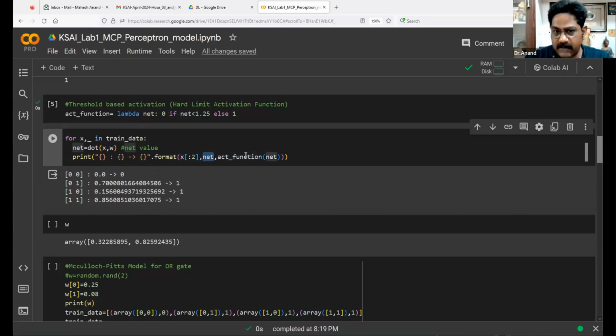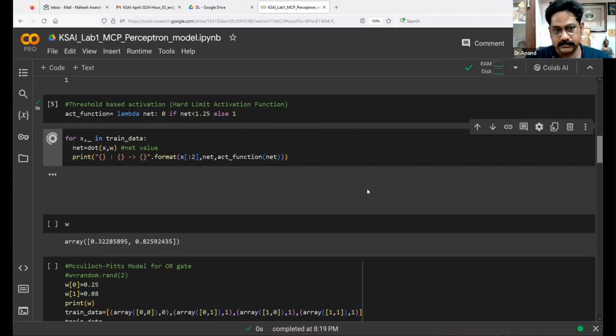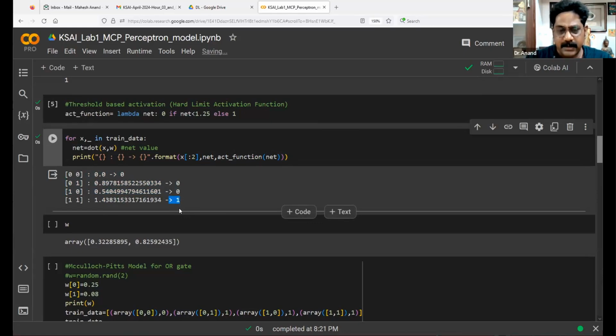And then f of net is nothing but the net value passed on to the activation. First, I'm passing the inline function, act underscore function. I'm passing the net. Okay, let me run this. 0, 0.89, 0.54, 0.14. This is what we have seen, isn't it? So can you see the output? Whatever the output, 0001. It is simulating the McCulloch-Pitts model.